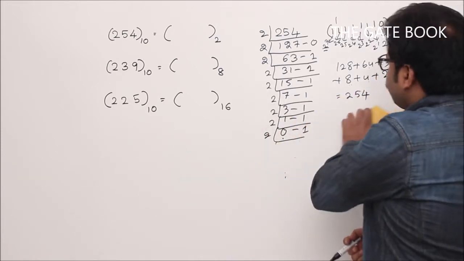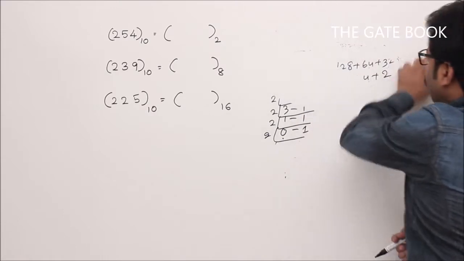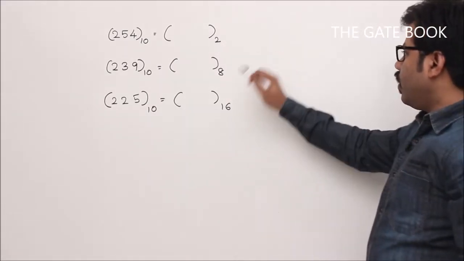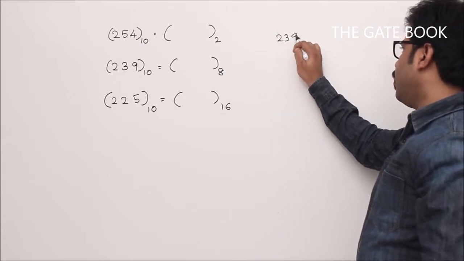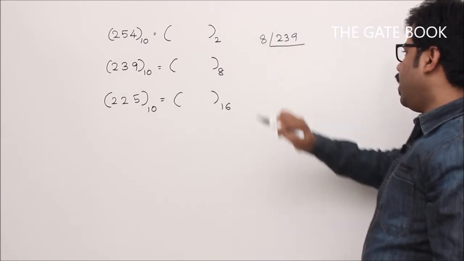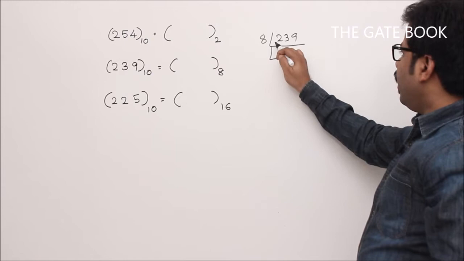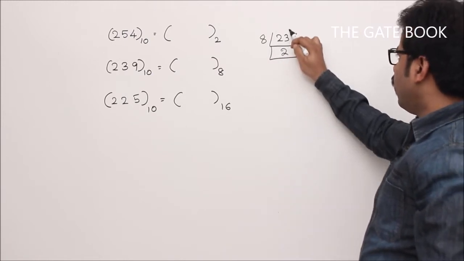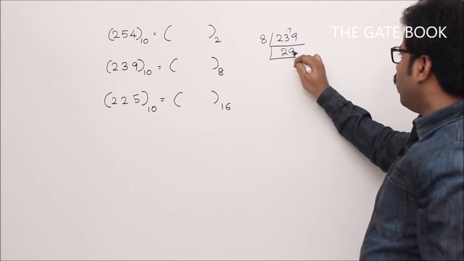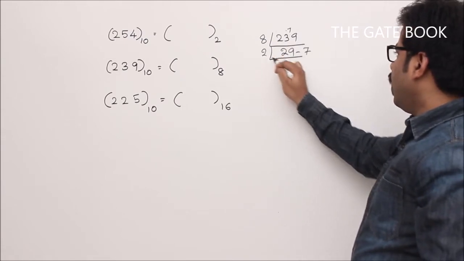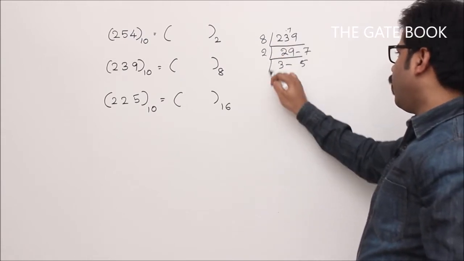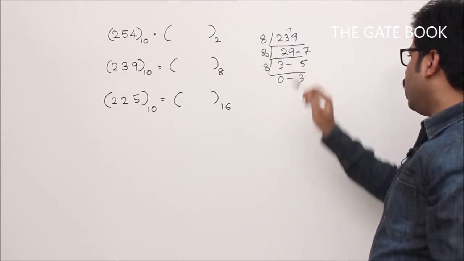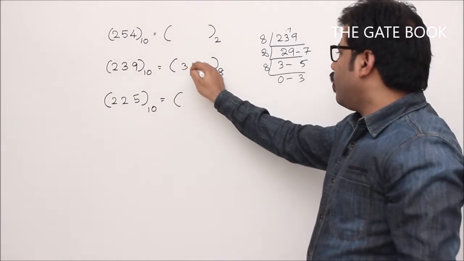Let us see decimal to octal. The procedure is the same. This time you have to divide 239 by 8, then collect all the remainders. 8 2s are 16, then 7, 79, 8 9s are 72, remainder 7; 8 3s are 24, remainder 5; 8 0 is 0, then remainder 3. It would be 357 base 8.